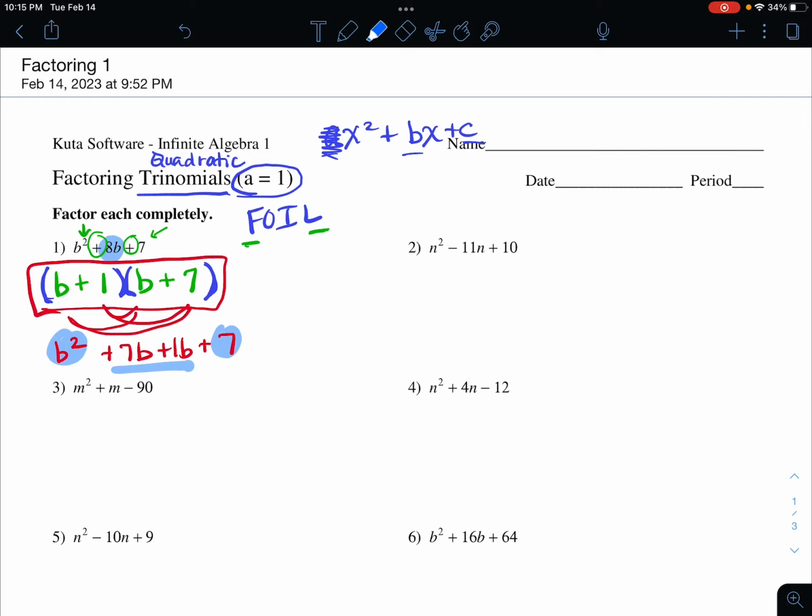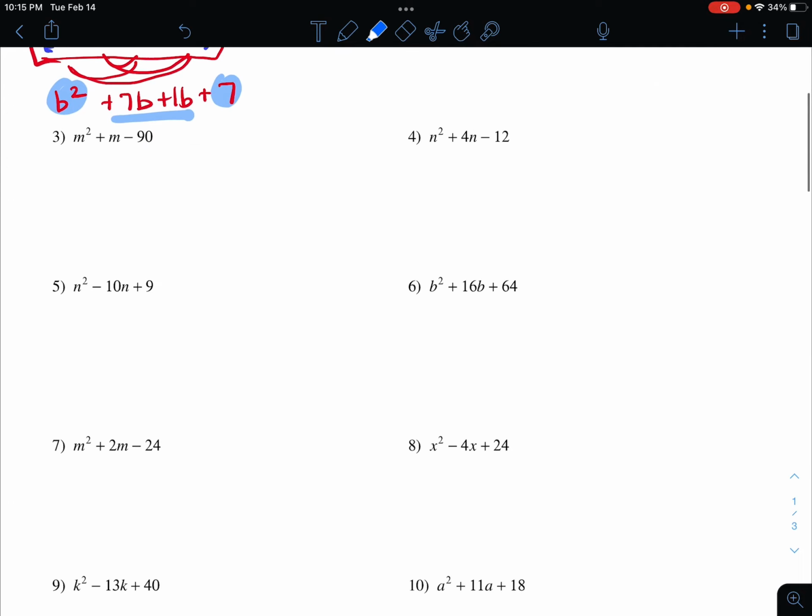Okay, so let's look at number 6. I'm going to do another all positive one real quick. Again, I know I'm going to have 2 binomials. And again, my b squared, basically I'm taking it apart, so to speak. It's going to become a b and b. If I multiply that together, that's going to give me b squared.